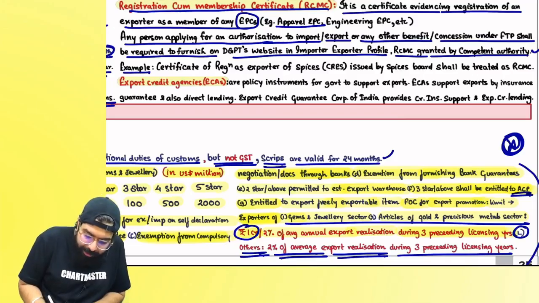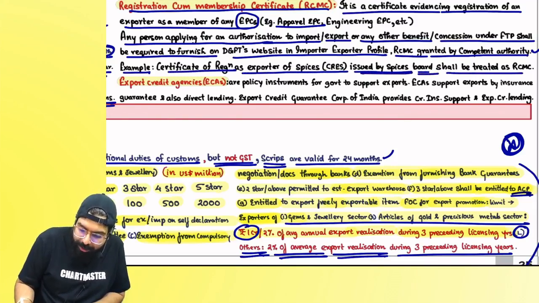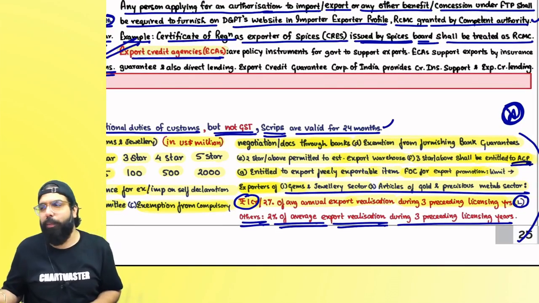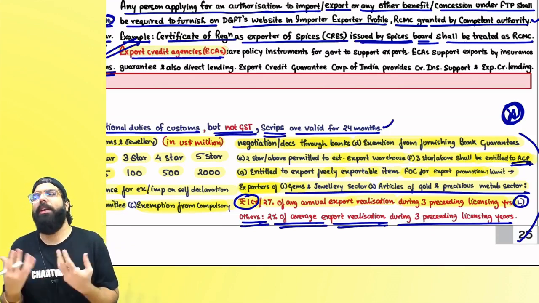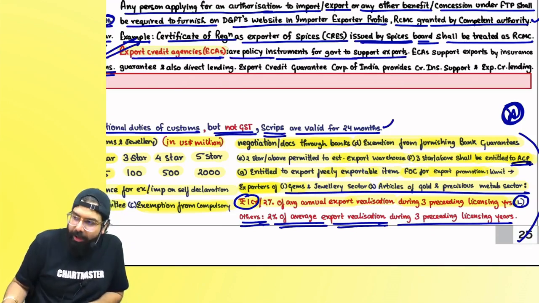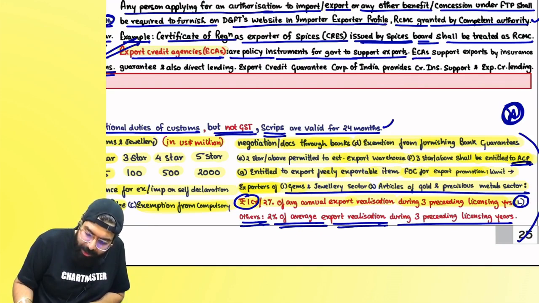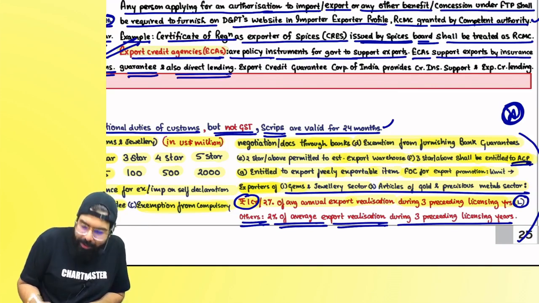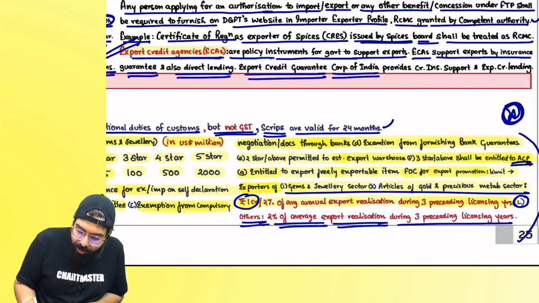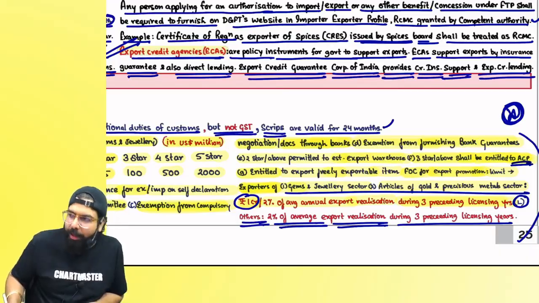For example, a certificate of registration as an exporter of spices issued by the Spices Board shall be treated as RCMC. Sir, export credit agencies. For exporting, there are credit agencies who will give you credit. They are a policy instrument from the government to support export. Export credit agencies support exports by insurance, guarantee and also direct lending. They will give you money as direct lending also. The Export Credit Guarantee Corporation of India provides credit insurance support and also export credit lending.